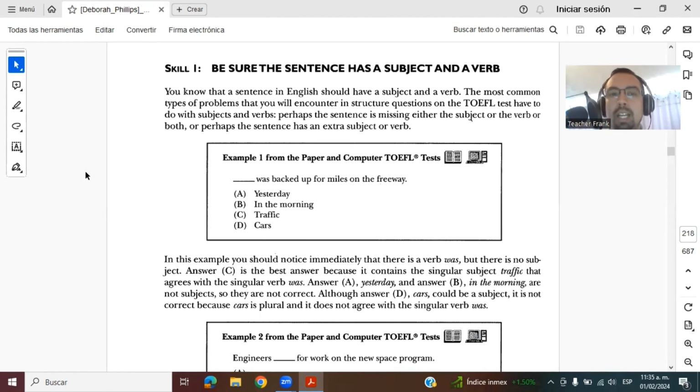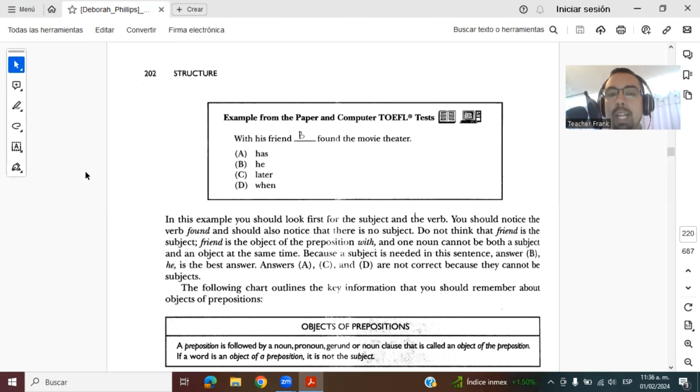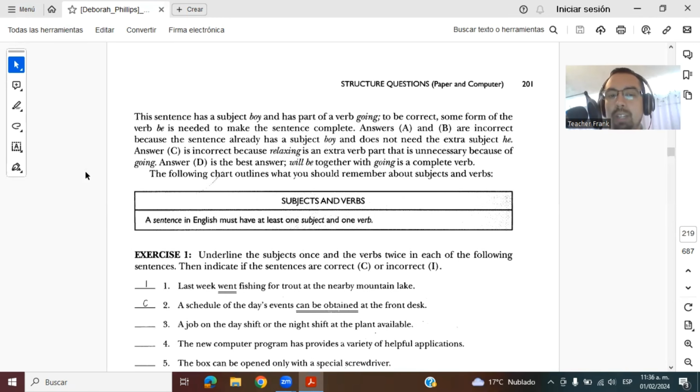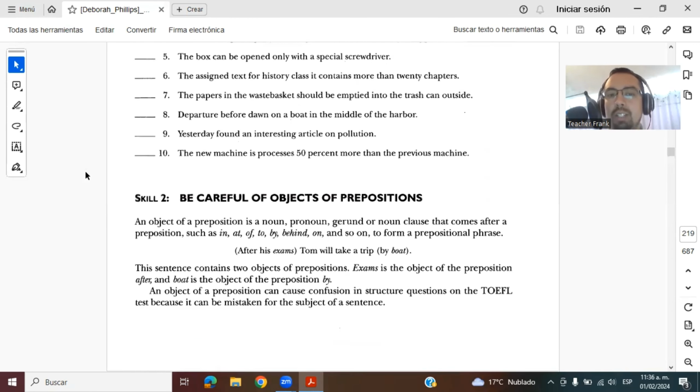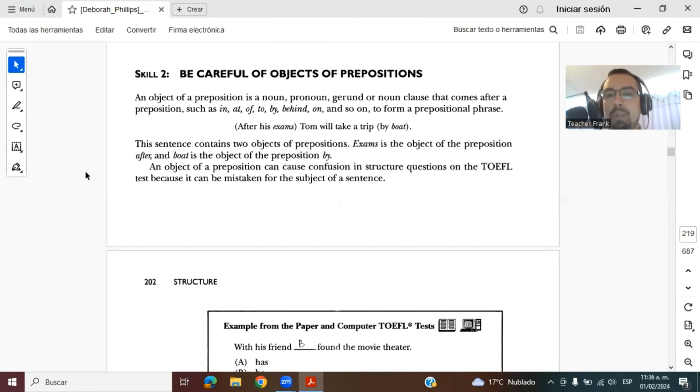have been practicing. Now, skill 1, we have to remember a sentence always has to have a subject and a verb, right? That's a clause. First, we find the verb and then we ask who or what is doing that action, and we have the subject, right? So skill number 1, be sure the sentence has a subject and a verb, right? And we practice that. If you want, at any moment, you can go back to the videos and check the skills, right? Number 2 is be careful of objects of preposition, right?